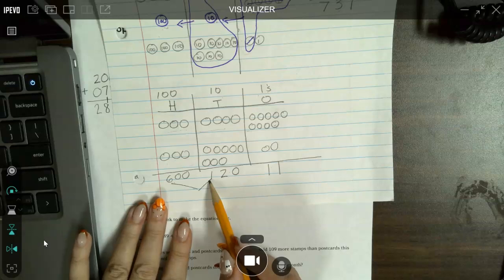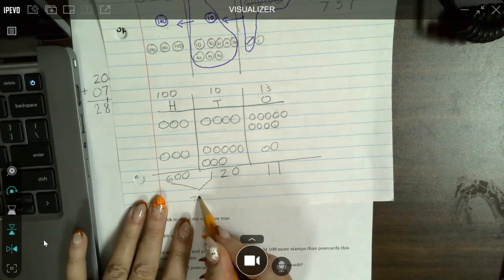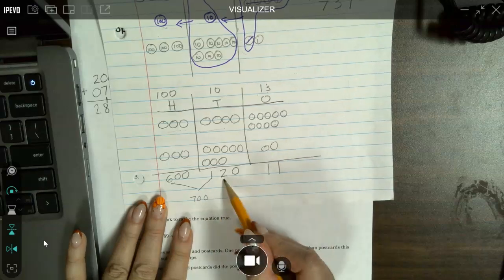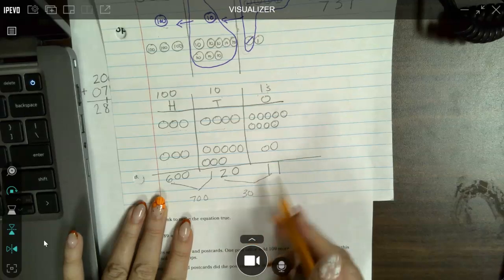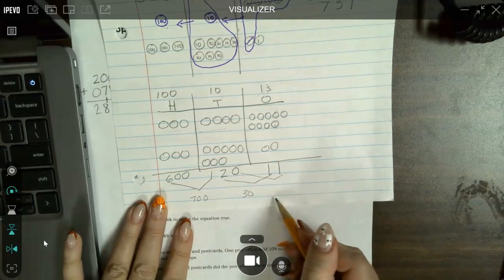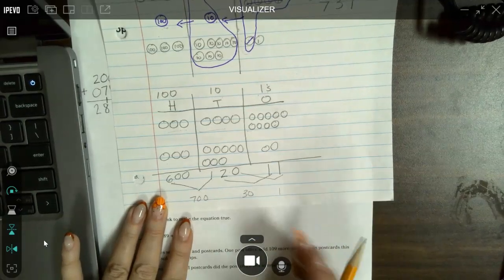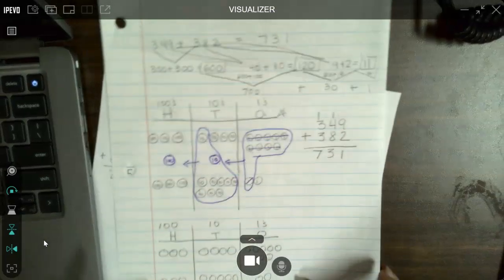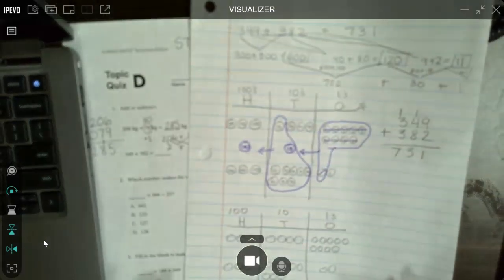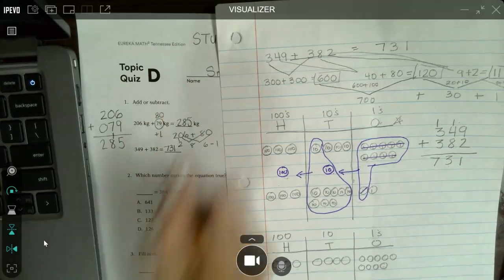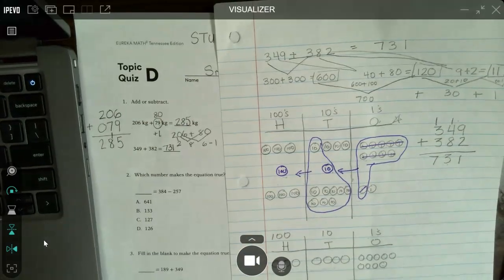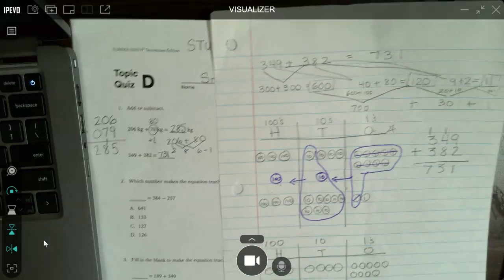So 600 plus 100 would be 700, 20 plus 10 would be 30, and 0 plus 1 would be the 1. So again, giving you the 731. Lots of different strategies, all for the same problem. Students just need to do whatever makes the most sense for them.